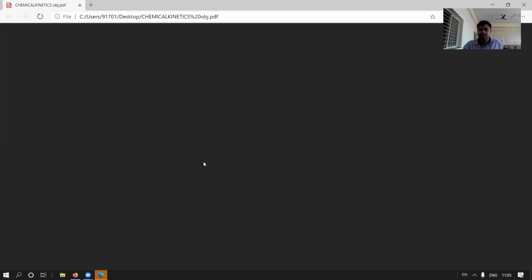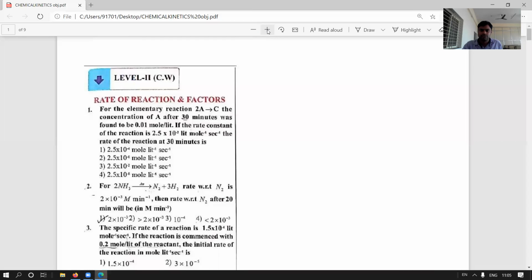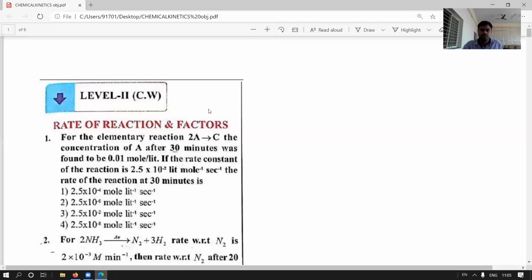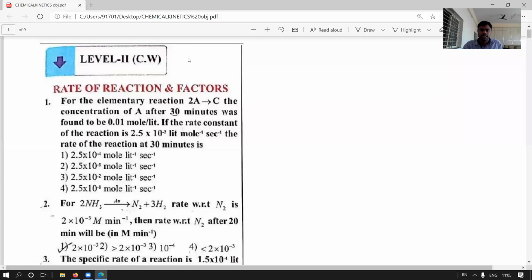Okay, so integrated rate equations for zero order and first order reactions, examples of zero order and first order reactions, half-life period, those are very important, and factors affecting the rate of reaction. Those concepts are very important. Okay, chemical kinetics chapter, let's see.